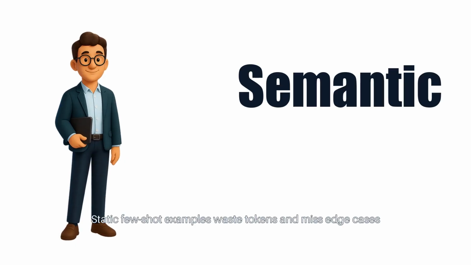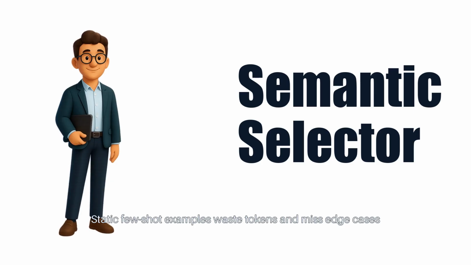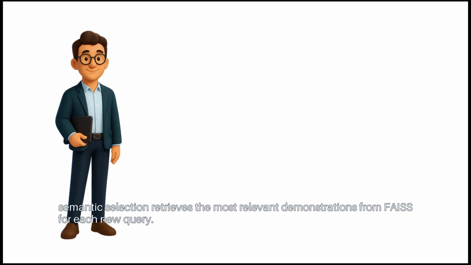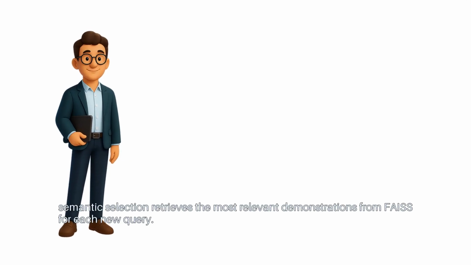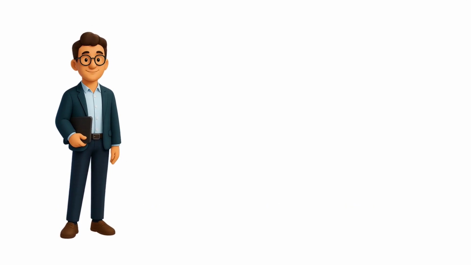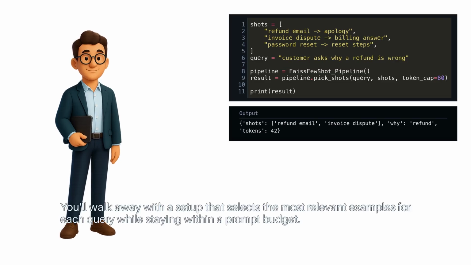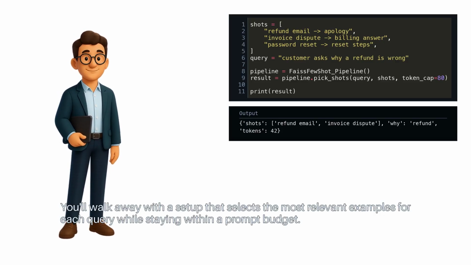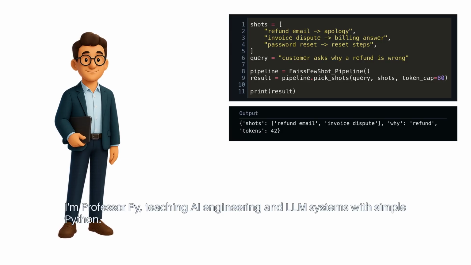Static few-shot examples waste tokens and miss edge cases. Semantic selection retrieves the most relevant demonstrations from FAISS for each new query. You'll walk away with a setup that selects the most relevant examples for each query while staying within a prompt budget. I'm Professor Pine, teaching AI engineering and LLM systems with simple Python.